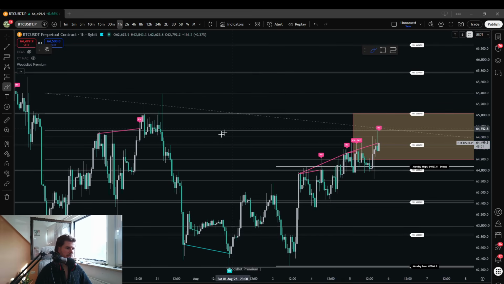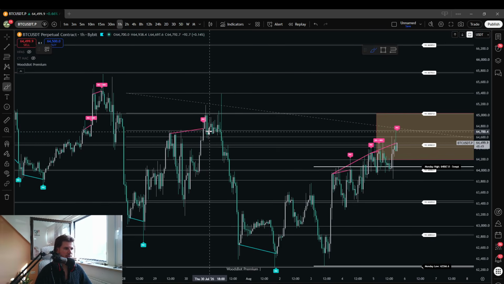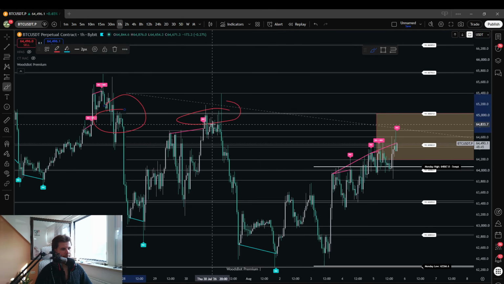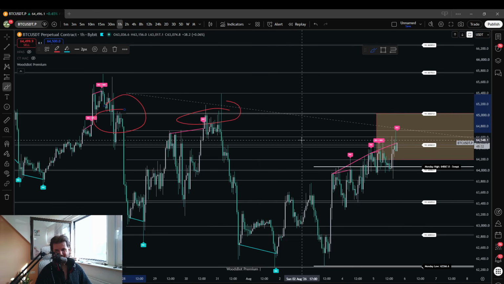And as long as Bitcoin doesn't actually close above these highs right here and here, I don't think it's wise to take longs. I would rather look for shorts, but these shorts are also not looking the best, you know.